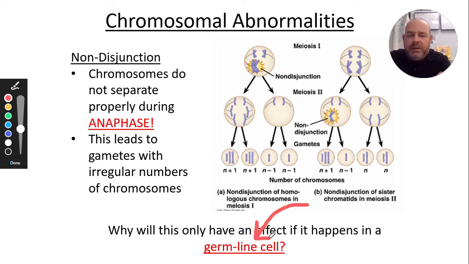So why will this only have an effect if it happens in a germline cell? Well, that's because those are the cells that are going to be the gametes that then get fertilized, and it will be that way in the first cell, in the zygote, in that first fertilized cell. It'll be that way. And then when things get copied in mitosis, now every cell in that organism will be messed up. If it happens in just a regular somatic cell, if this happens in a skin cell, that's one cell out of trillions, right? That's probably not going to affect the organism. But if it happens early on in the process in meiosis, and then every cell becomes that way, now you're talking about a much bigger issue.